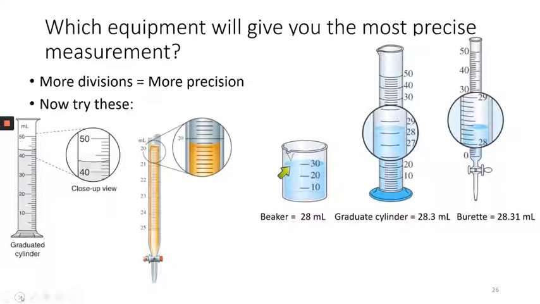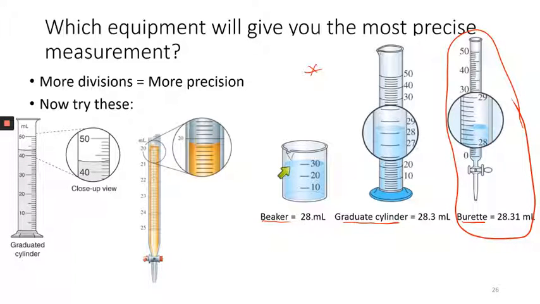So let's look at this diagram right here. Here we have three pieces of equipment to measure volume. We have a beaker, a graduated cylinder, and a burette. If you look at each of these, the beaker has the least amount of divisions. Then the graduated cylinder is better, it has more divisions, and then the burette is even better, it has even more divisions. So which one of these equipment is the most precise? Well, it turns out the burette.